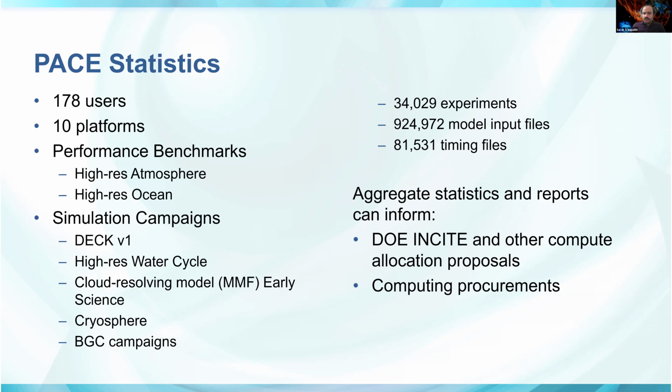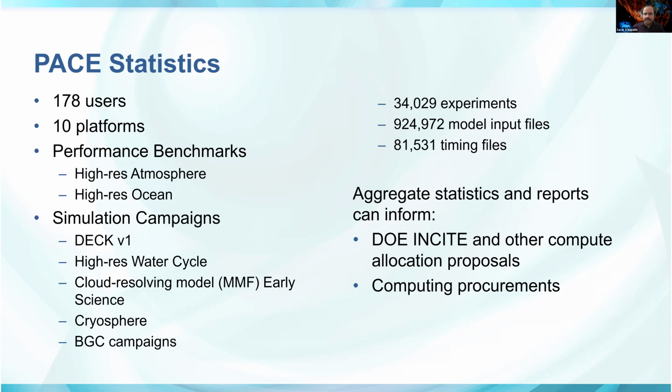All in all, about 34,000 experiments in total, and about 900,000 plus model input files and timing files. So the overall database has about 1 million files. Some of these are processed and stored in the database, and additionally you have all the raw data available in the zip files as well. So 1 million plus files and 35,000 odd zip files.